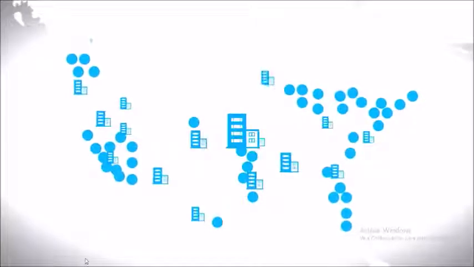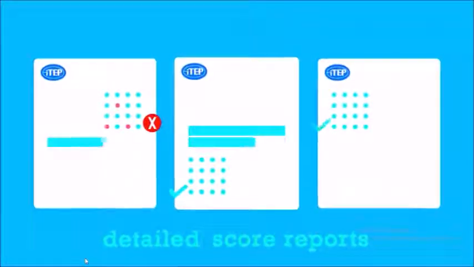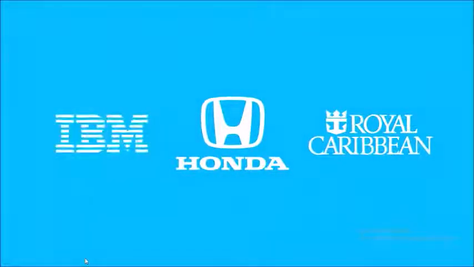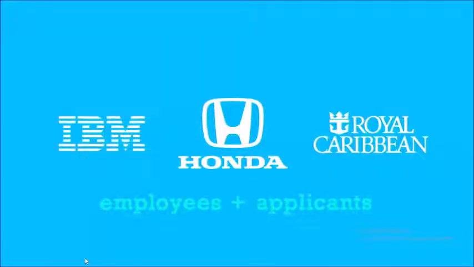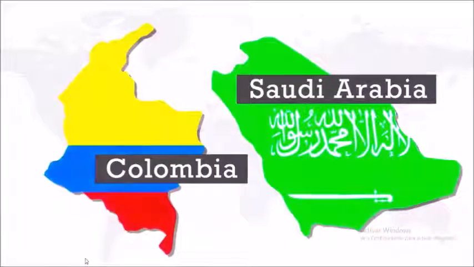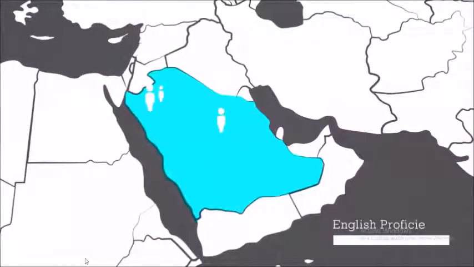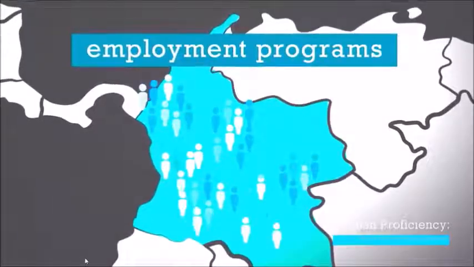iTEP also has a wide range of English assessment tools for businesses. These tests can be as short as 30 minutes while still providing highly accurate and detailed score reports in all skills tested. Companies like Honda, Royal Caribbean Cruises, and IBM use iTEP to evaluate the English skills of their employees and applicants. In fact, governments like those of Saudi Arabia and Colombia have used iTEP for large-scale English testing initiatives of students and workers in order to obtain national English proficiency data for use in employment programs and more.